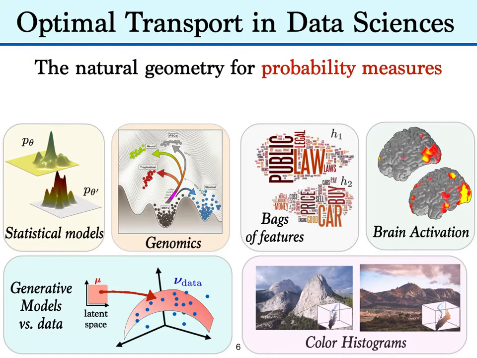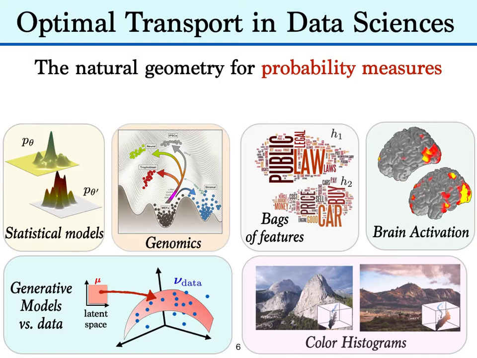In neuroimaging, you might see the brain activation on the cortex of a patient as a map, taking values on this cortex. And if you normalize it appropriately, you might come up with a positive measure on the cortex, or even a probability measure on the cortex. And so in that setting, you might want to compare those two activations.